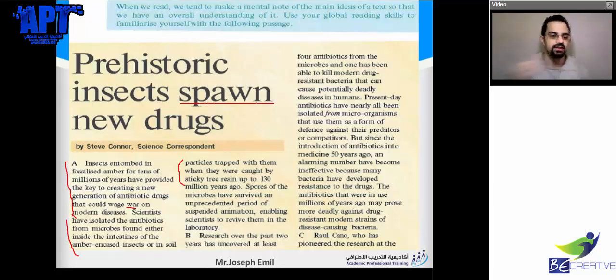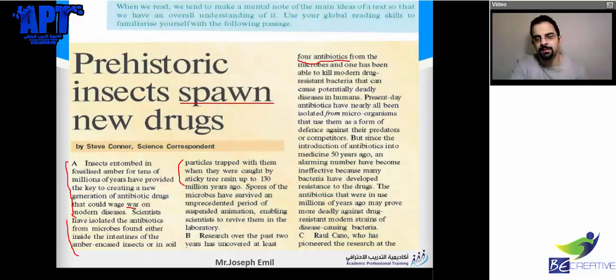Now, let's take a look at B. Research over the past 2 years has uncovered at least 4 antibiotics from the microbes, and one has been able to kill modern-age drug-resistant bacteria that can cause potentially deadly diseases in humans. So 4 antibiotics, and they can kill modern diseases that are fatal.